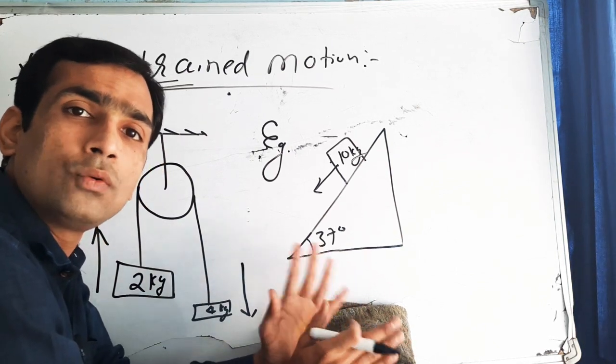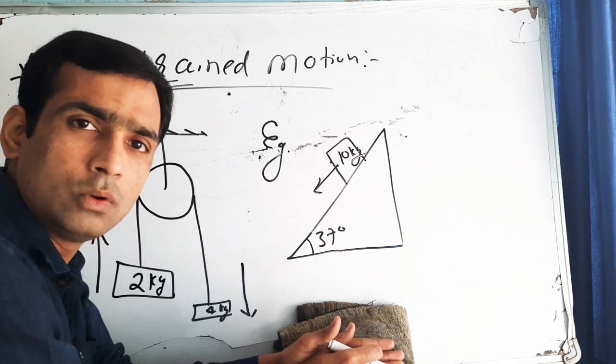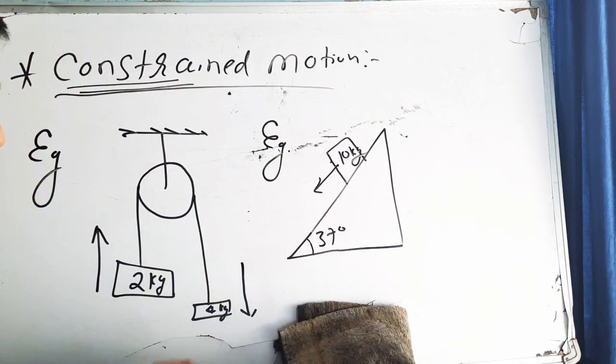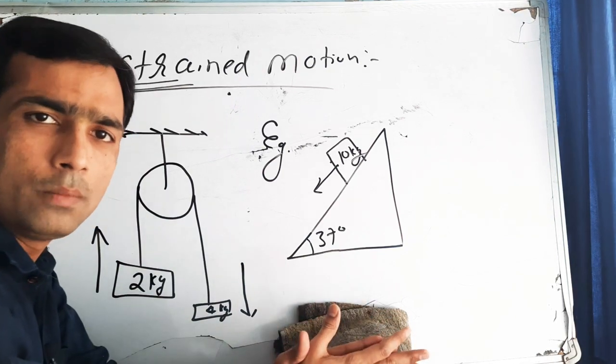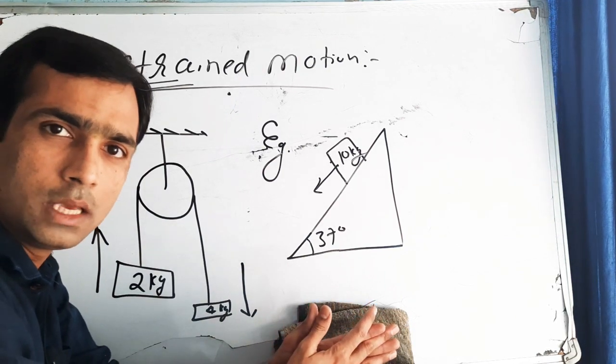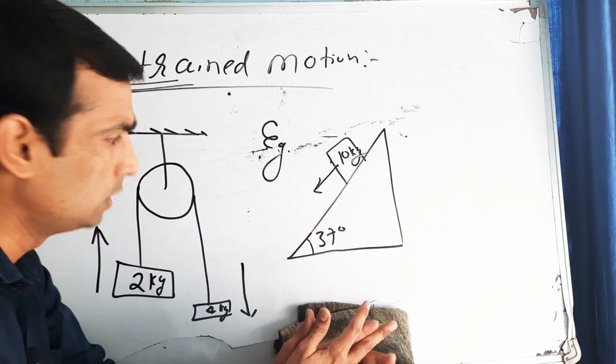I hope all of you understand what constrained motion is. Got it? Take a screenshot, and I am going to move further with a live example which already came in the JEE Mains examination in 1978, right?